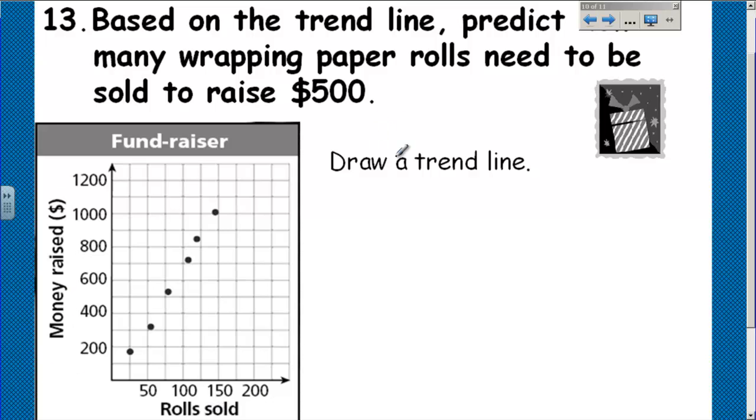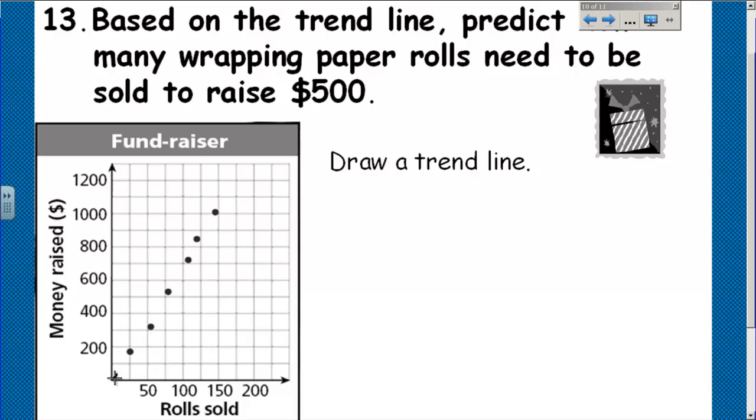The first thing it asks is for us to draw a trend line. So it wants the line of best fit. And if you see, look, these points are increasing from left to right, which means my trend line should increase from left to right. These points right here pretty much line up in a straight line. So that's where I'm going to draw my trend line, through those points, because it will match most of them if I do that.